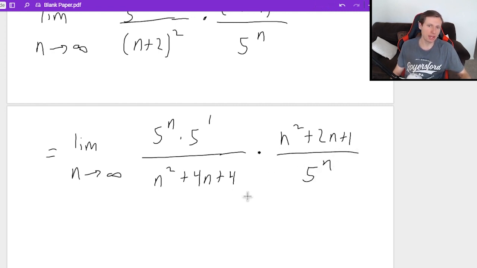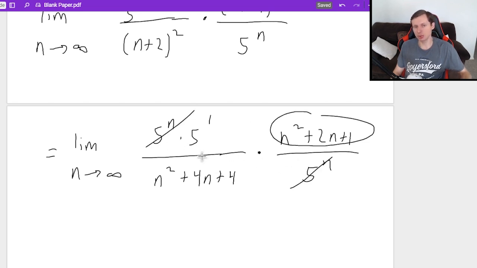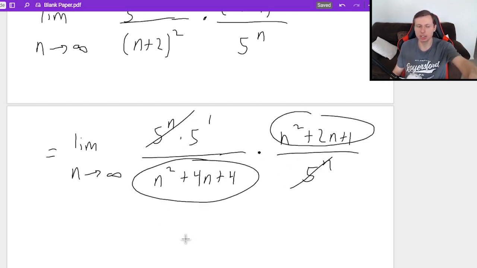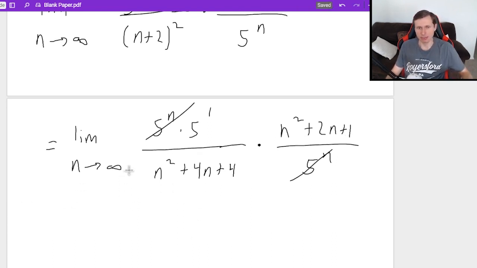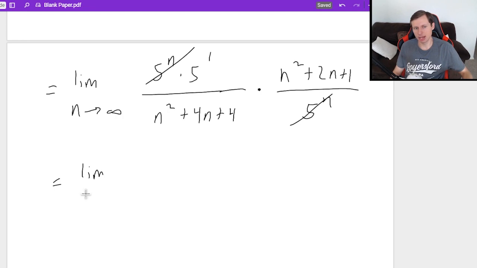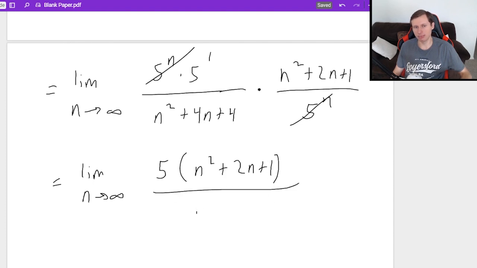There's only one thing that cancels here, and it's the 5 to the n. Nothing cancels here and here because all the plus signs really mess us up, and that's fine, they don't have to cancel. But now what I have is the limit as n goes to infinity of 5 times n squared plus 2n plus 1 divided by n squared plus 4n plus 4.